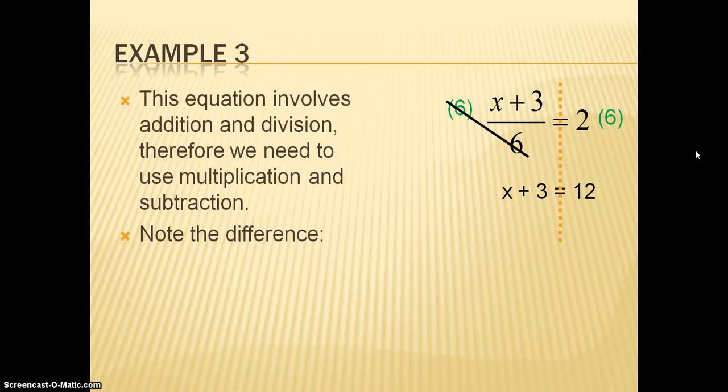And now our final step here is like the one-step equations before. We have a plus 3, so we're going to subtract 3 from both sides. That plus 3 and minus 3 cancel out because you get 0. We don't need to write 0. 12 minus 3 is 9. So our answer here is 9.